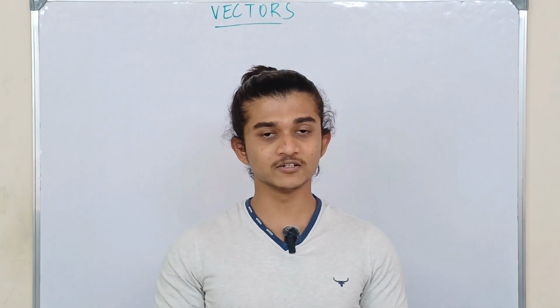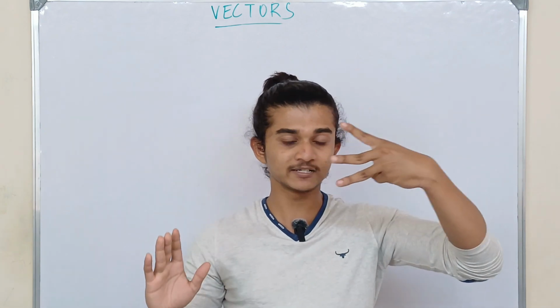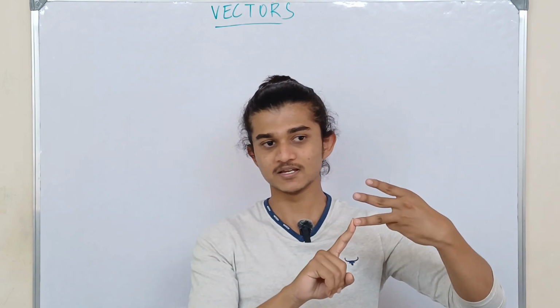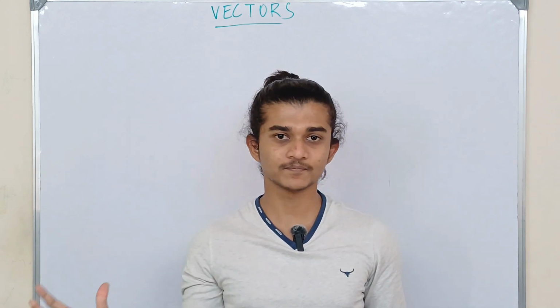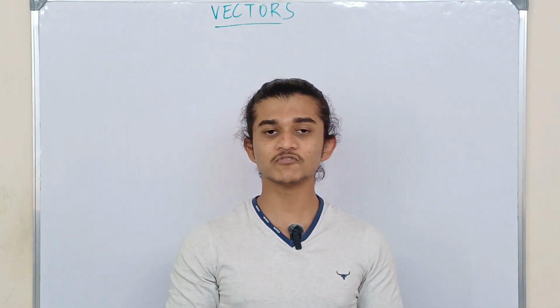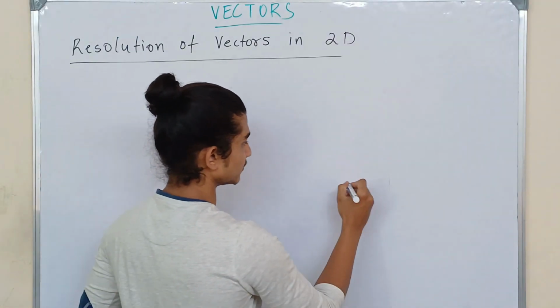So resolution of vectors is taking a vector and splitting it into 3 particular components along the x, y and z axes, and if you add those 3 components, you're going to get your vector back. So this is how resolution of vectors works. Now let us see resolution of vectors along 2 dimensions.